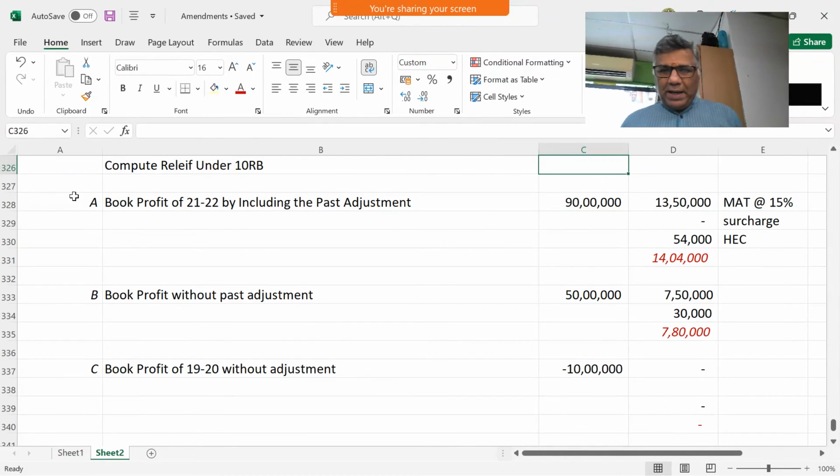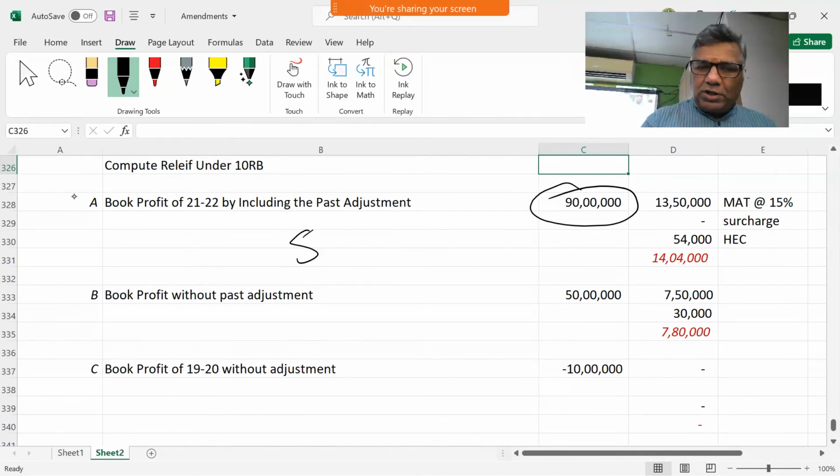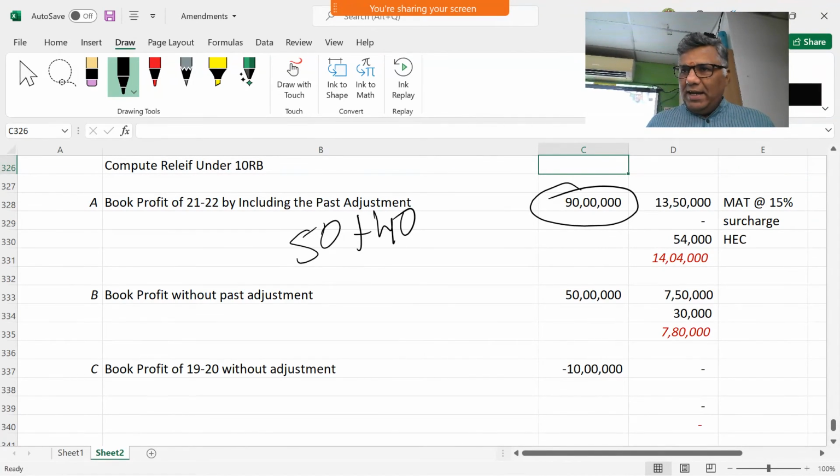First, my dear friends, A by including the past adjustments, 50 plus 40, 90 lakhs. There will not be any surcharge. It is 15% plus 4% HEC. 90 lakhs into 15% plus 4% HEC, I am getting 14 lakh 4,000.